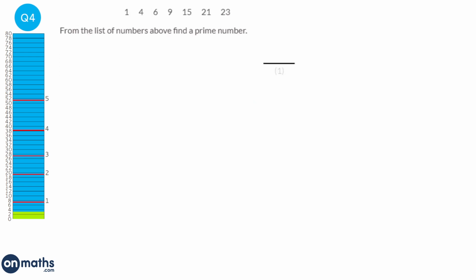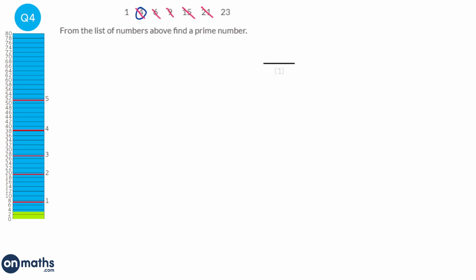So a prime number is a number that is only in the 1 times table and its own times table. So 4, for example, is not a prime number because it is also in the 2 times table. 6 is in the 2 times table. 15 is in the 3 times table. 21 is also in the 3 times table. 9 is also in the 3 times table.